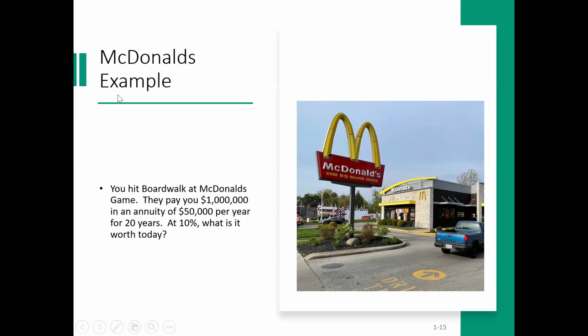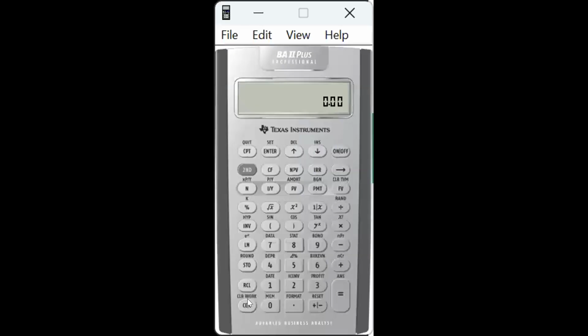All right, so let's go to the calculator and work this. Again, we're going to clear everything out from the previous problem. Your future value in this case is going to be zero if we're taking this from right to left. You're getting $50,000 a year for 20 years, so that is the $1 million. You don't get another $1 million at the end of it. It's not a $2 million annuity, it's a $1 million annuity.